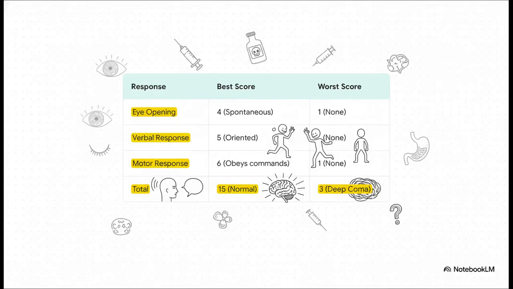And to put a number on how conscious our patient is, we use the Glasgow Coma Scale, or GCS. It's a standardized score from 3 to 15 that looks at their eye, verbal, and motor responses. 15 is a perfectly normal awake person. A score of 3 means they're in a deep unresponsive coma.